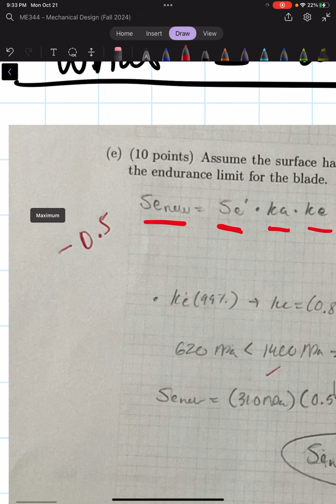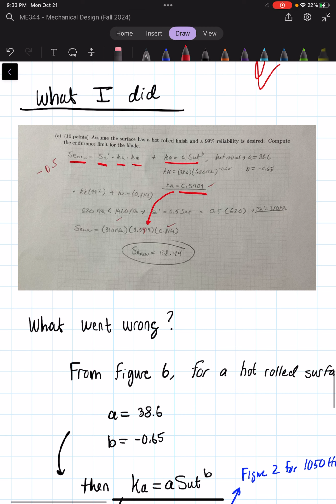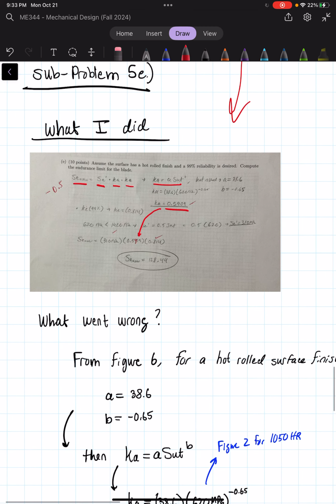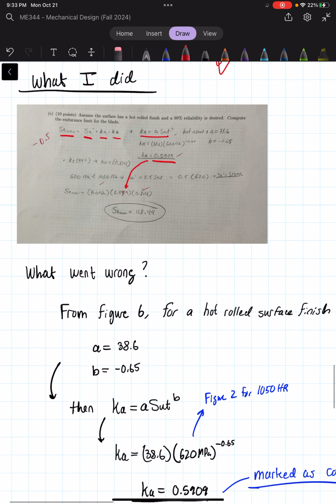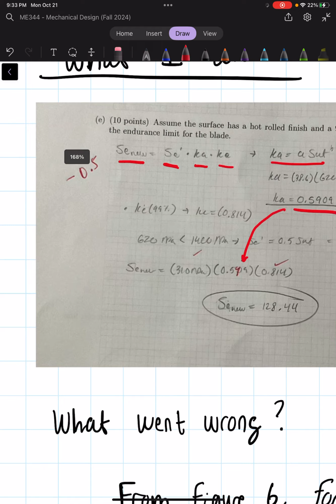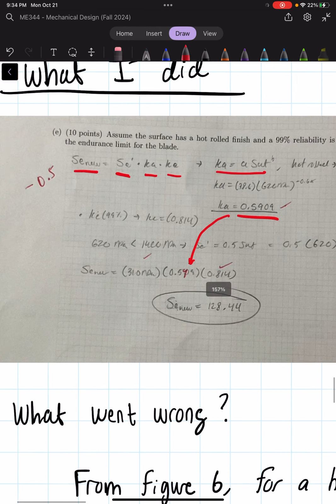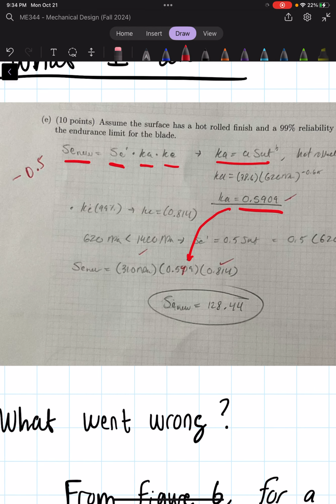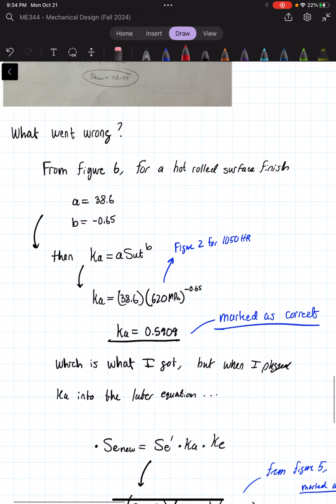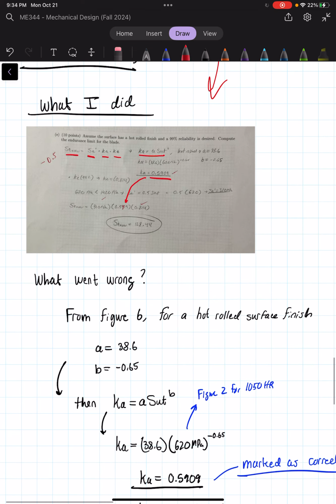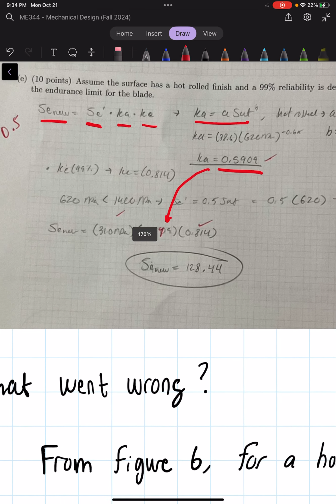Again, it didn't cost many points, obviously, but I decided to go to these three subproblems because that would give me the most benefit for getting points back and understanding the problem as a whole. It was just a little misinput, I guess you could call it, but resolving, like I said, these were marked as correct by you, so I'm assuming they were correct.